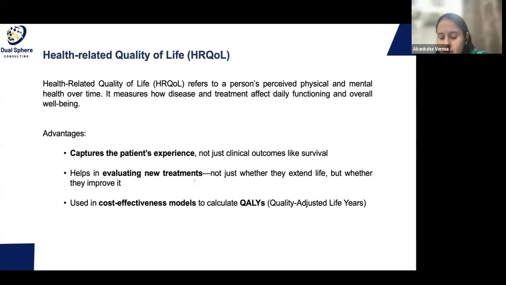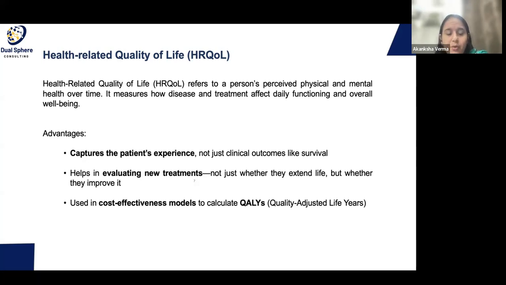So, it's not the quality of life, health related quality of life is the patient's perception about his own health. How do I feel about my health? This is all about health related quality of life.